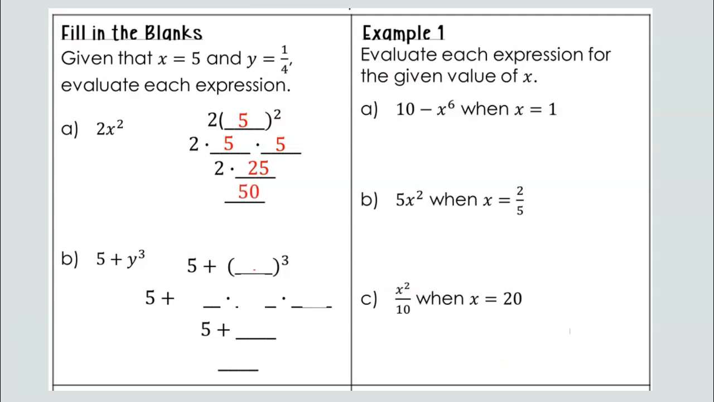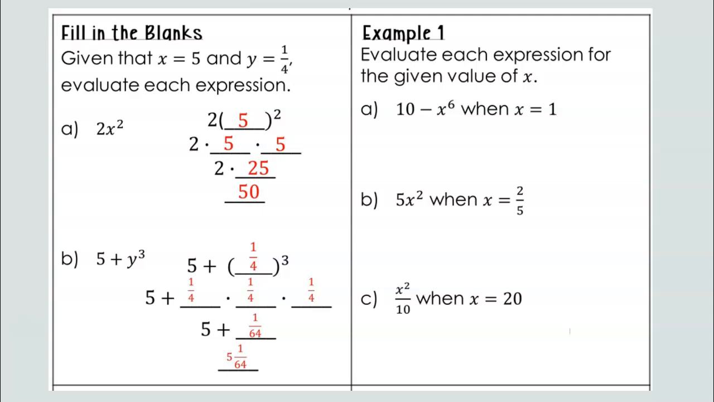They tell us y is 1/4, so we switch out the y for 1/4, and that gives us 5 plus 1/4 to the third power. 1/4 to the third power is 1/4 times 1/4 times 1/4. That equals 1/64. When we add the two numbers together, you're just attaching the whole number to the fractional piece. So 5 plus 1/64 is 5 1/64.